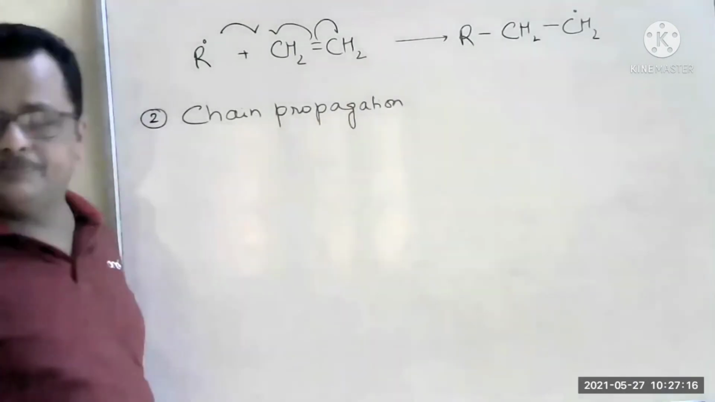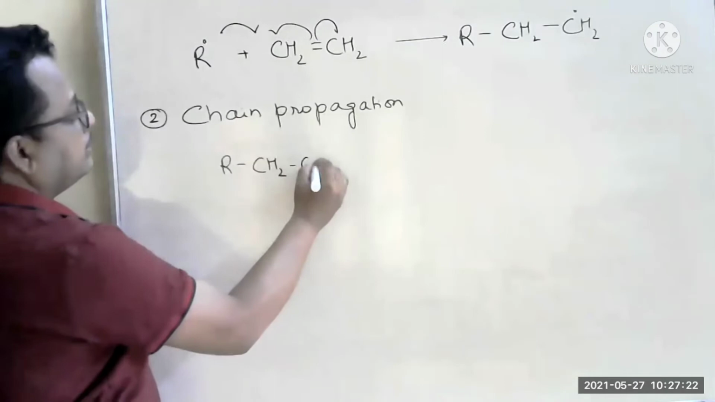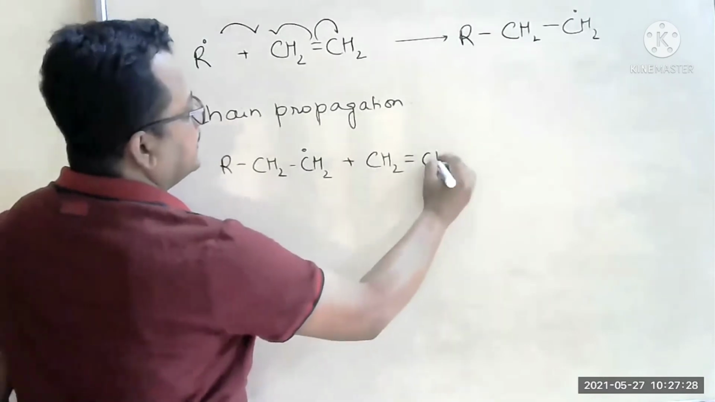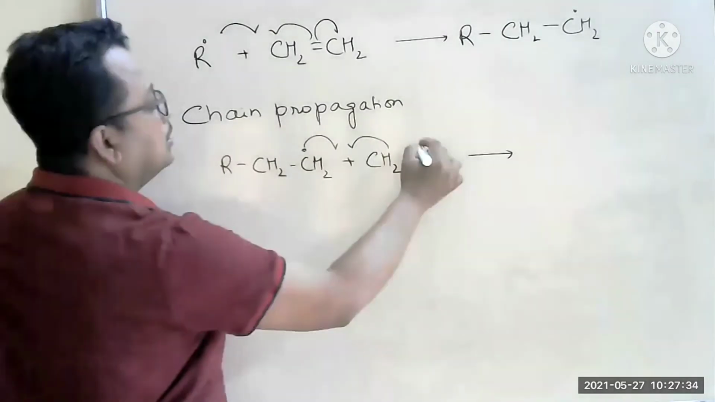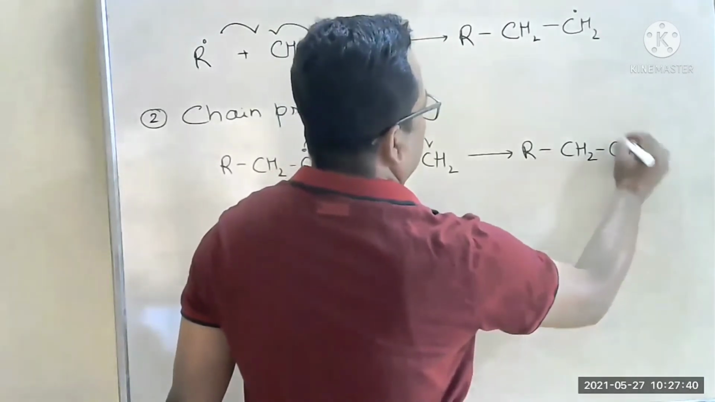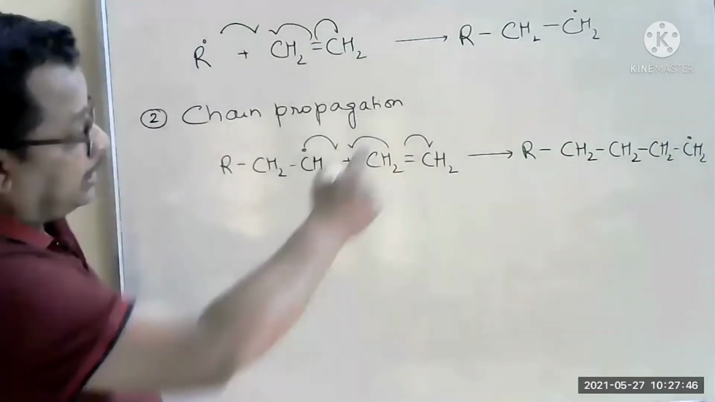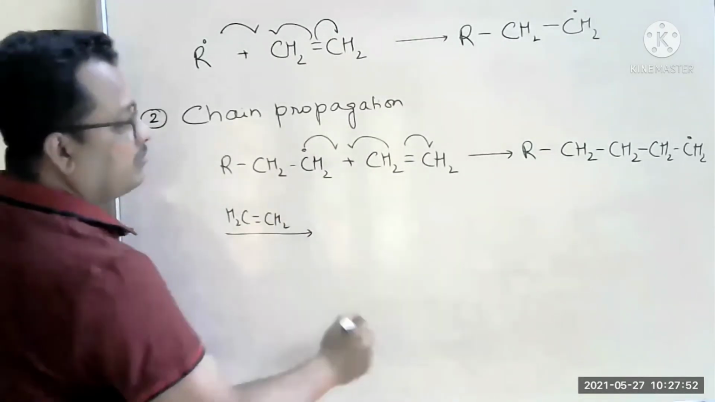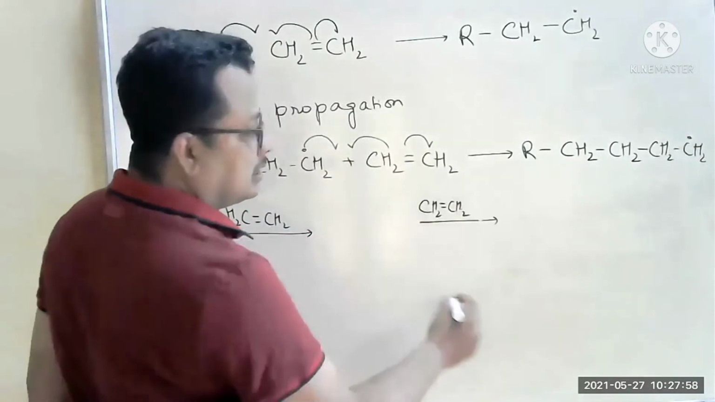chain propagation. And in chain propagation, what happens? This newly formed free radical, this one, will attack another monomer. You will get another free radical. And this free radical will again add to another monomer. You will get another free radical. Then that free radical will add to another monomer. You will get another free radical.